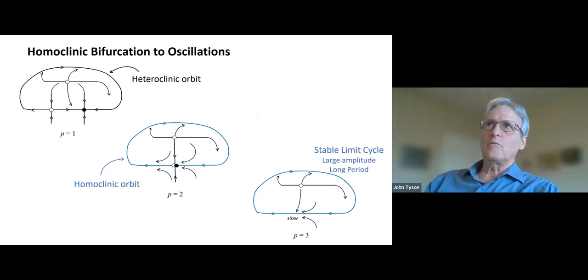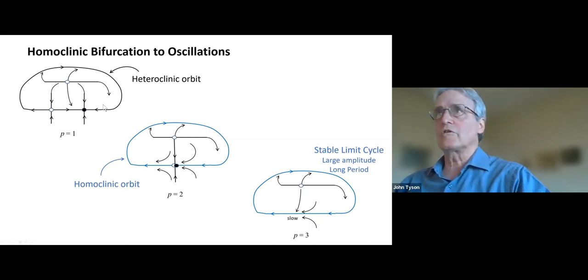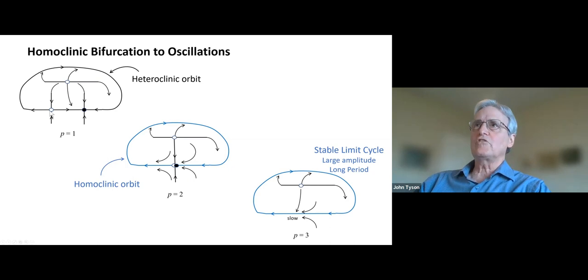A completely different way to generate an oscillation is by a homoclinic bifurcation, which is a little more complicated. Here we start off at P equal one with an unstable node and a stable node and a saddle point and a heteroclinic orbit that connects the saddle point, loops around the unstable node, and comes into the stable node from the other side.